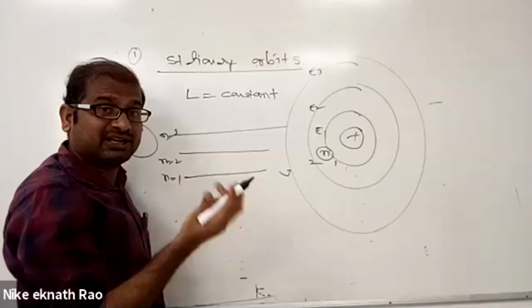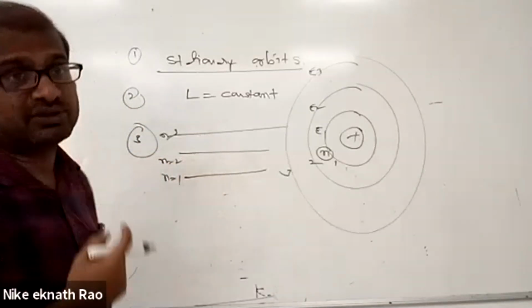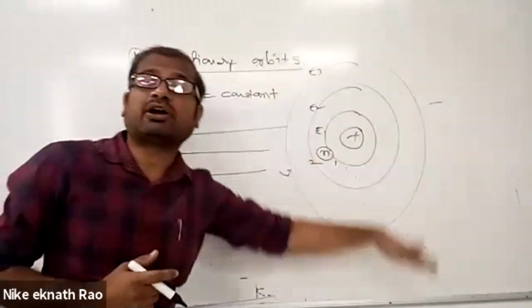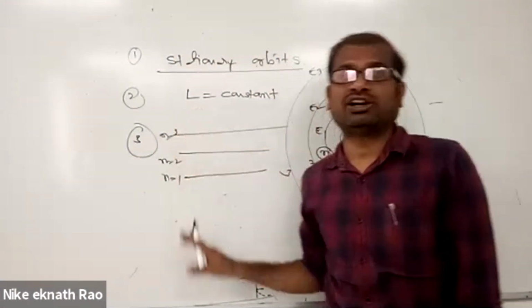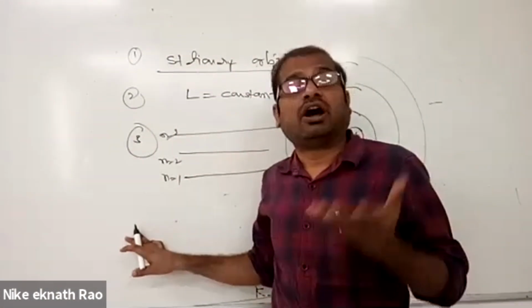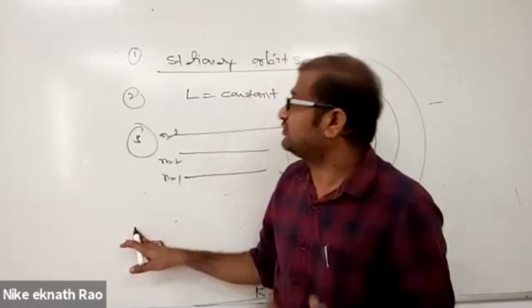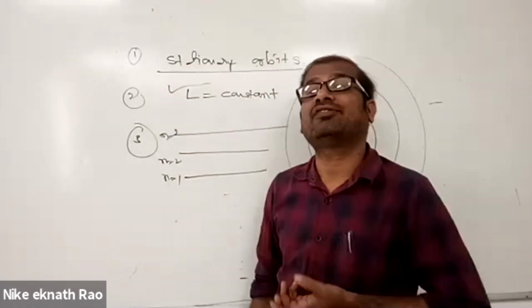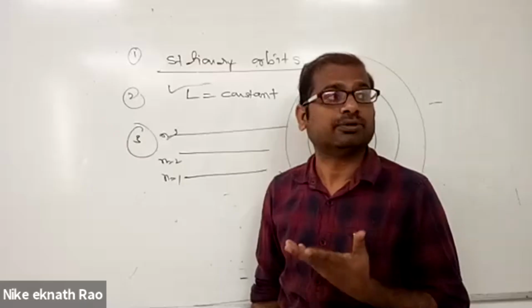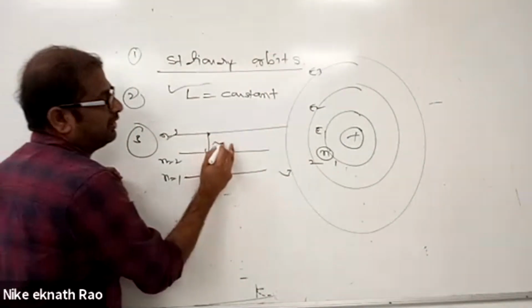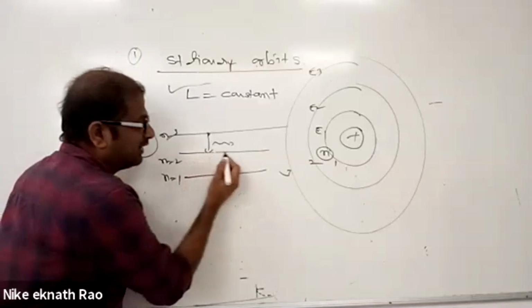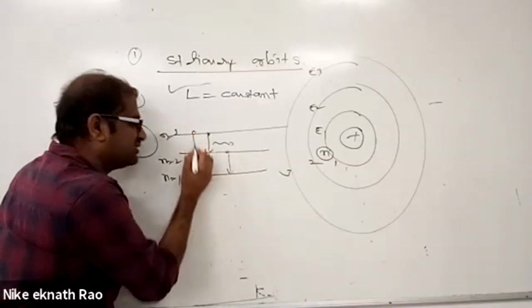So how did he explain the discrete spectra? He said that electrons may undergo transitions from one allowed energy level to another allowed energy level. What are allowed energy levels? Allowed energy levels are those levels for which angular momentum is constant. Only such levels exist. When electrons jump from one level to another, they emit a photon. It may come from here to here, or directly from here to here.